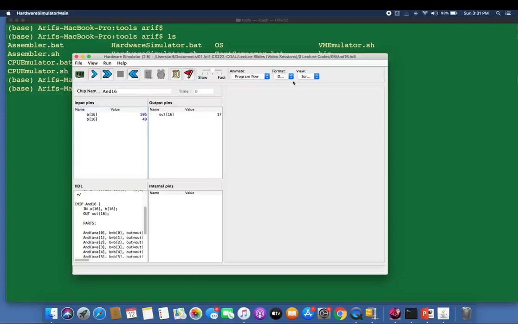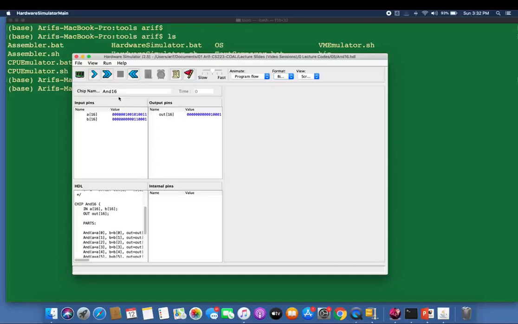Not very clear. Let me change the format to binary. Okay. So now you see this 1 and 1, this makes the output 1, which is of course 1. 1 0 makes 0. This 1 1 again makes 1. So we have a 1 over here. And then we do not have 1 on both sides of a specific bit location. So this is it. This AND16 chip is working perfectly fine.